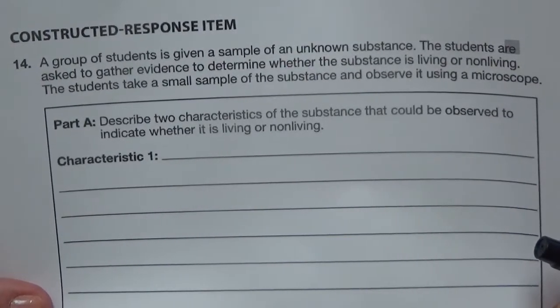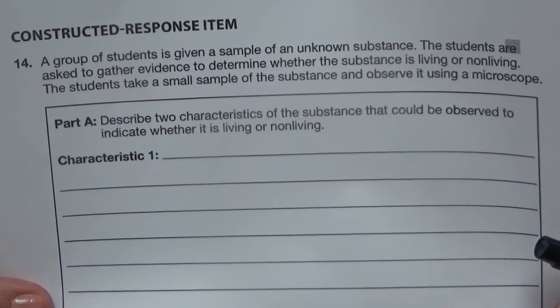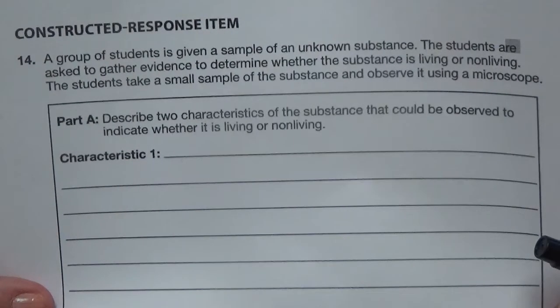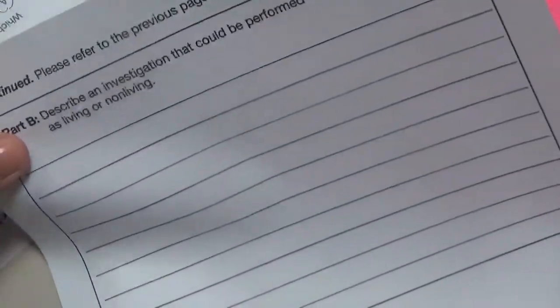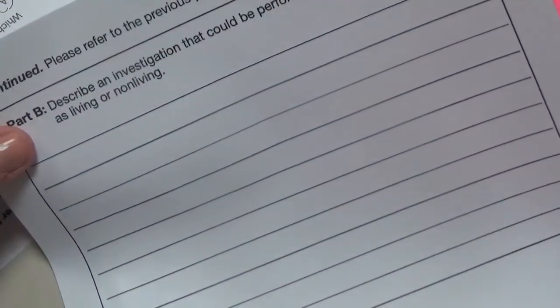or non-living. Going back to your characteristics of living things, I gave you 12 of them. If you can remember 2, that'd be great. Remember 2 and start your answer with the question. And then describe an investigation that could be performed to classify the substance as living or non-living.